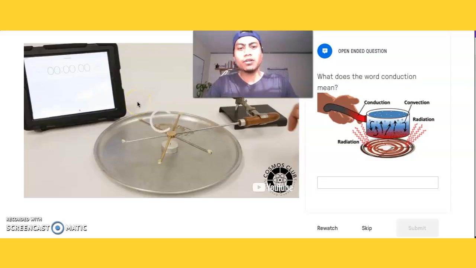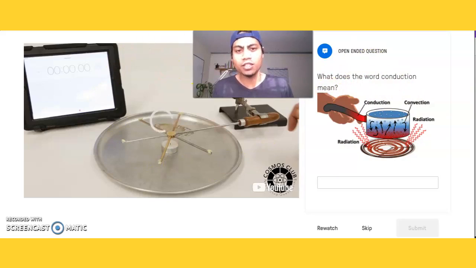So for this part of the activity, we are trying to engage in some discussion as well as using the Edpuzzle link posted above, just in order for you to engage with each other. And if you wish to, you can type in your answers in the Edpuzzle link, or you can just engage with each other and try to answer the questions collectively. So our first question is, what does the word conduction mean?